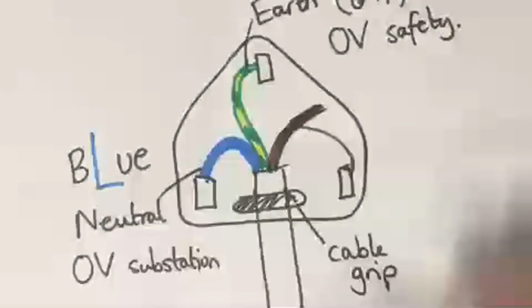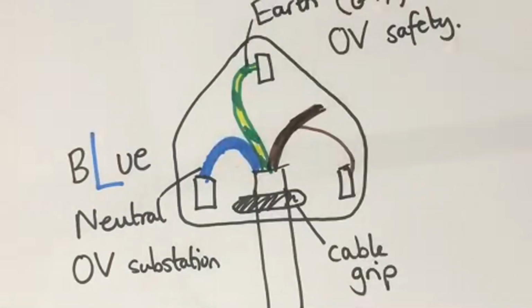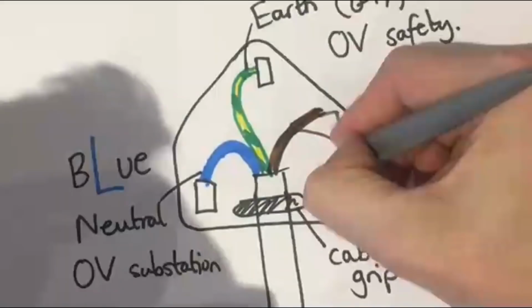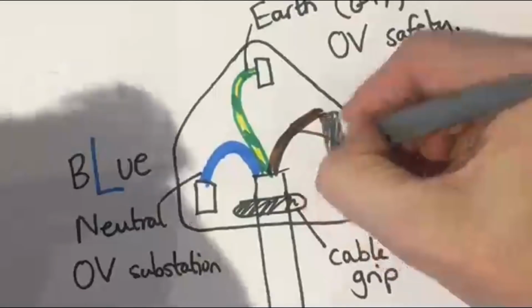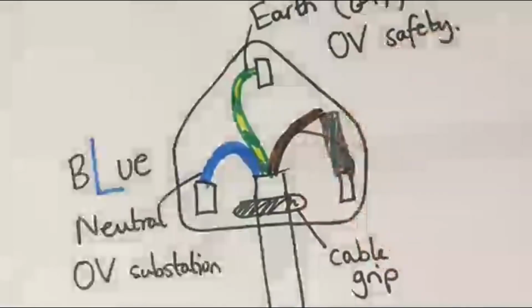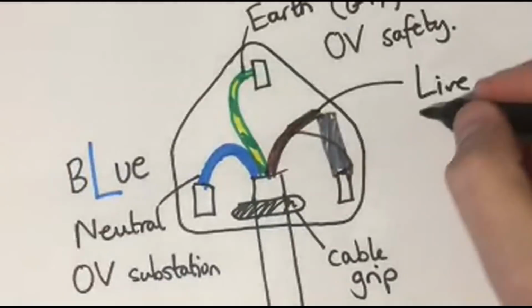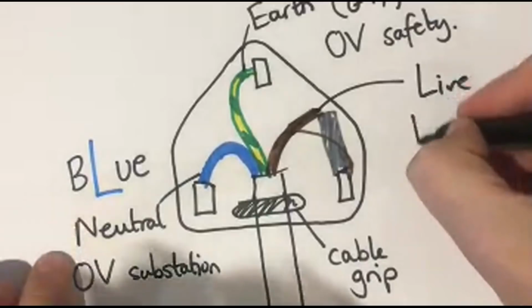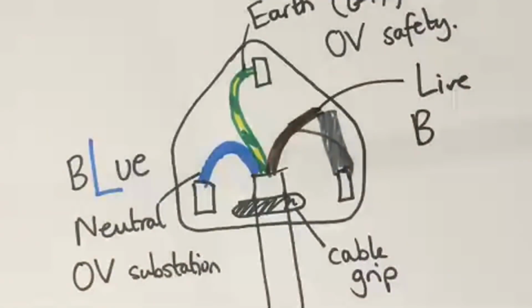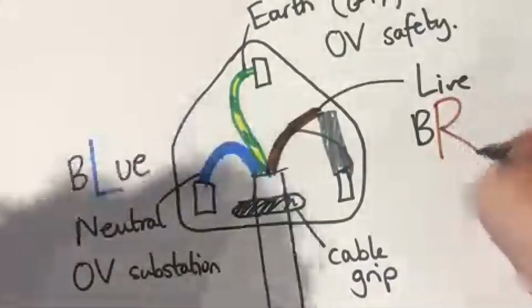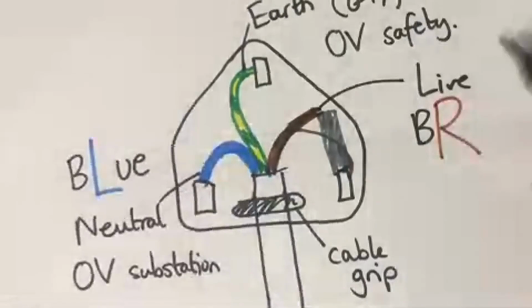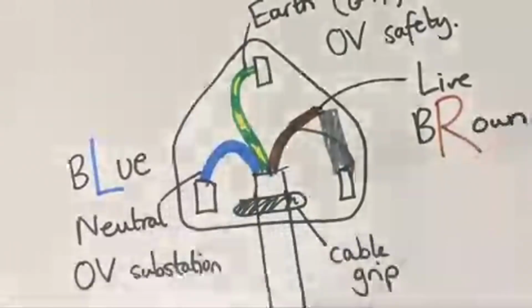What happens as we go here? Grey. So what's this? I can use the same principle. BL, blue to the left here. BR, brown, goes to the right.